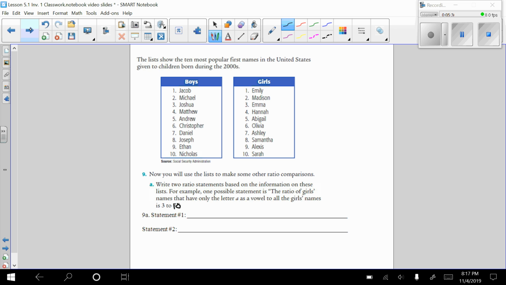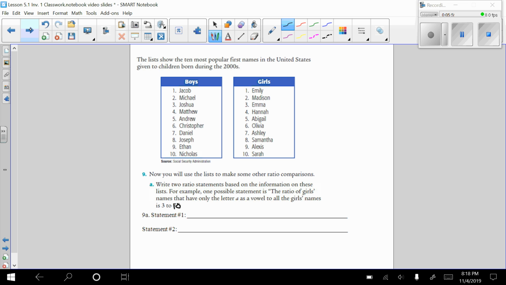Now here is the list again. Now you can use the list to write ratios. One example would be the ratio of girls' names that have only the letter A as a vowel to all the girls' names. Well, 3 of the names only have A as their vowel, and there's a total of 10 names. We could write another ratio statement.